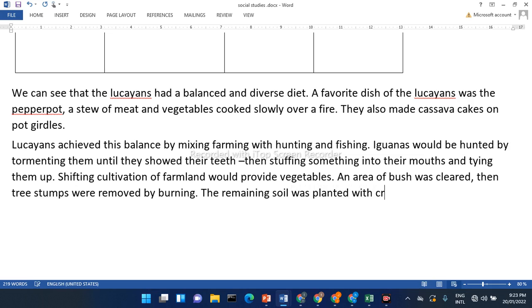with crops. And we talked about some of the crops already, such as cassava, sweet potatoes, maize, which is corn, and cotton.